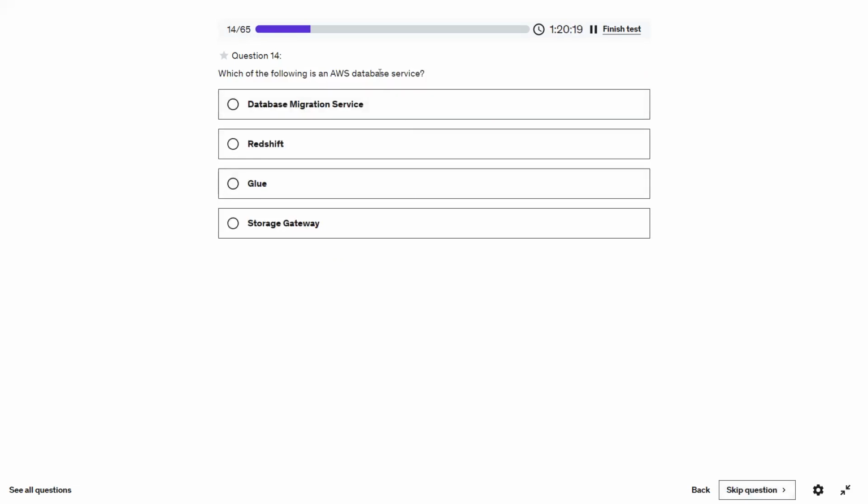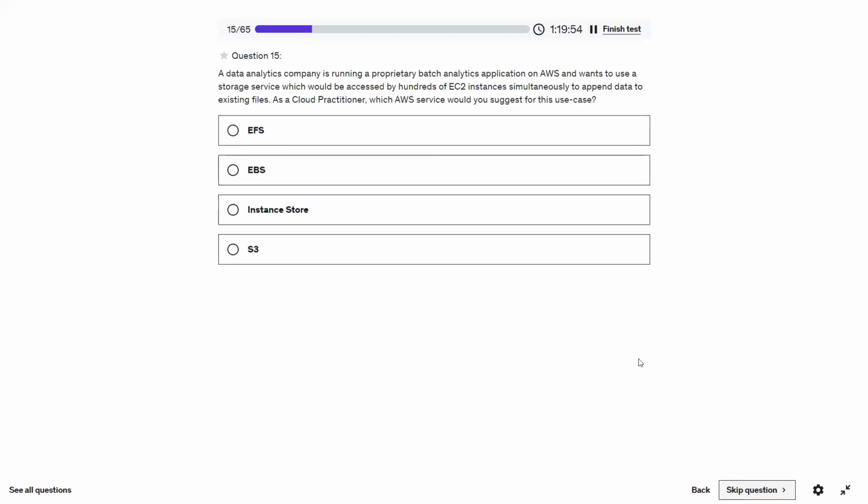Which of the following is an AWS database service? So a database service is like Redshift, because Database Migration Service is just a service to migrate the data securely from on-premise to the cloud. Glue is ETL, an end-to-end service: we extract the data, we transform the data, we load the data. Storage Gateway is not a database service, Redshift is the database service.